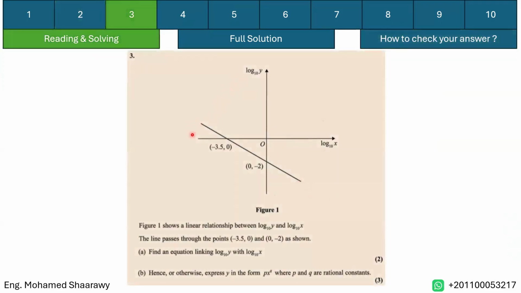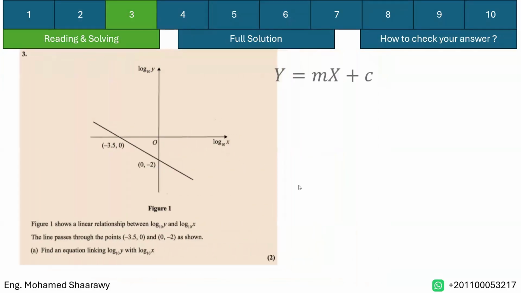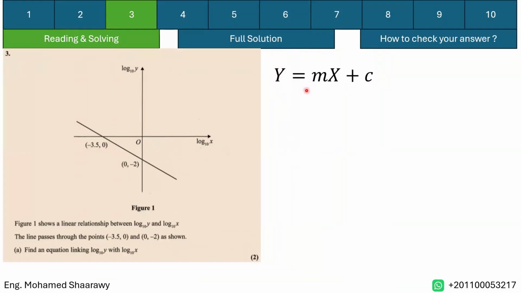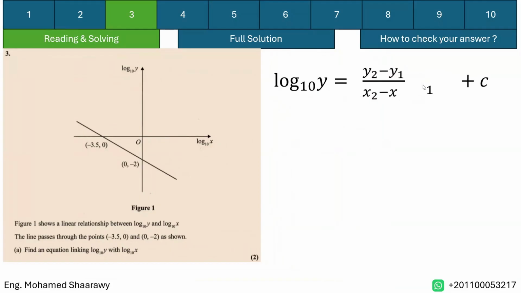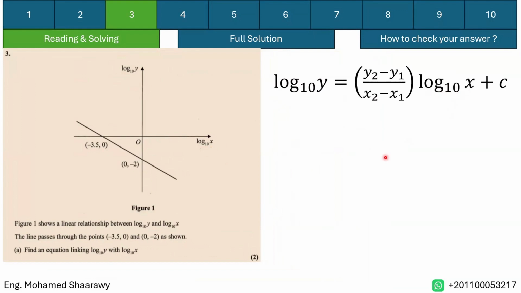Now we go to question 3. It says find an equation linking this log y to this log x. Since this is a straight line, I can say that y equals mx plus c, but y is not y. Y is log y, and x is not x. X is log x. Actually, I replaced m with its rule, so it's y2 minus y1 over x2 minus x1. And this x is just log x to the base of 10. Okay, y2 minus y1 is negative 2 minus 0.